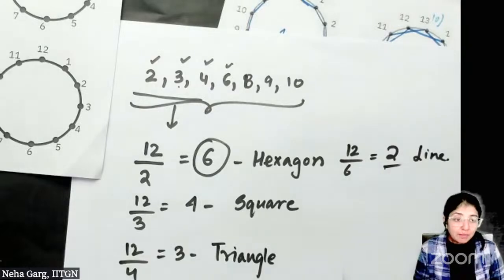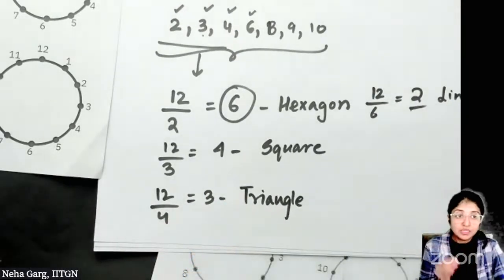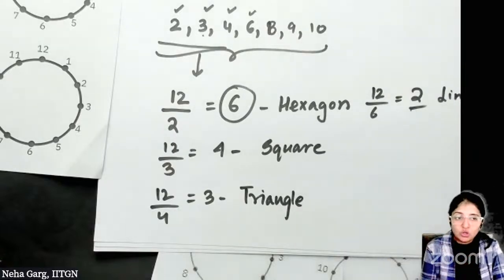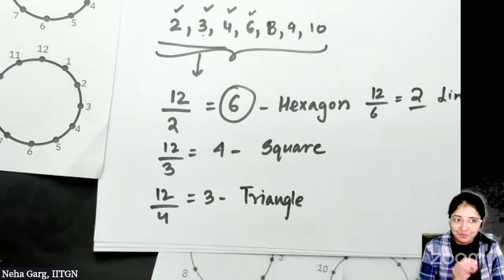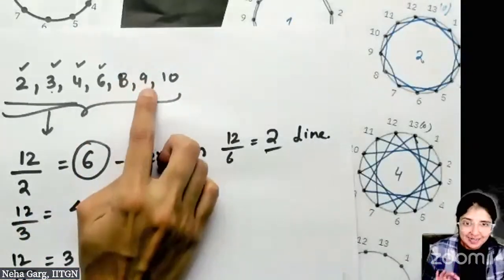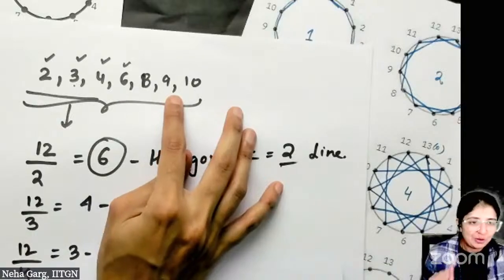So if the numbers completely divide the number of points on the circle, I get regular polygons. Now let's look at these numbers, 8, 9 and 10. They also gave us regular polygons.